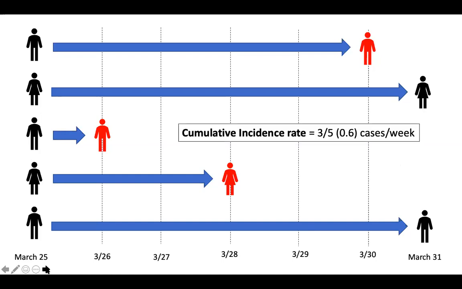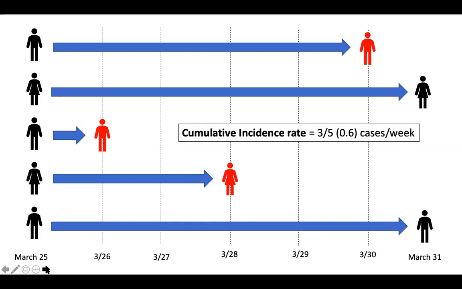So our first measure of incidence is this cumulative incident rate, where we have the average population. And we would estimate from this very basic example that 3 out of 5 members of the population became infected. So our cumulative incident rate is 0.6 cases per week.